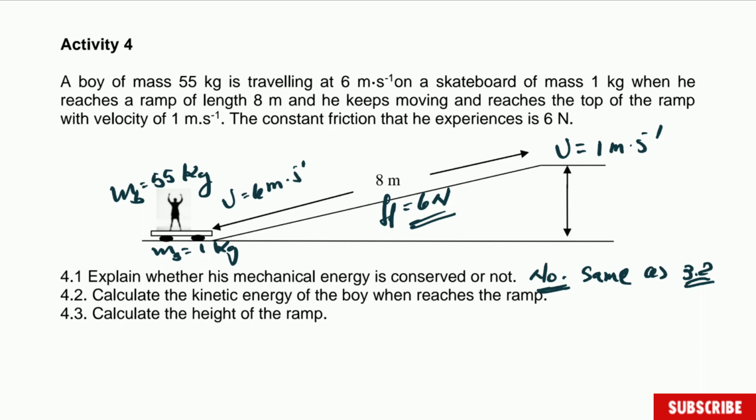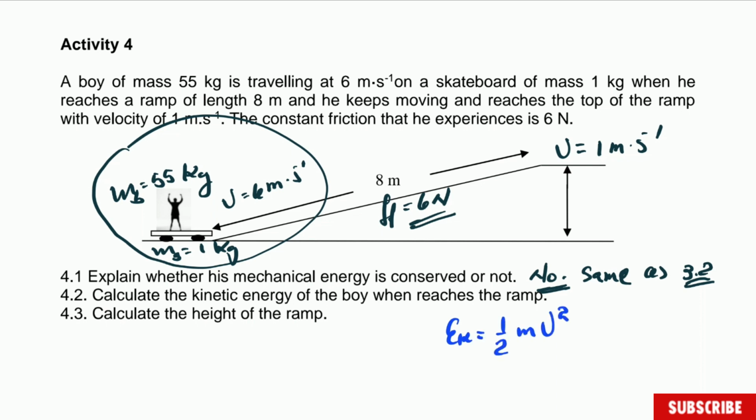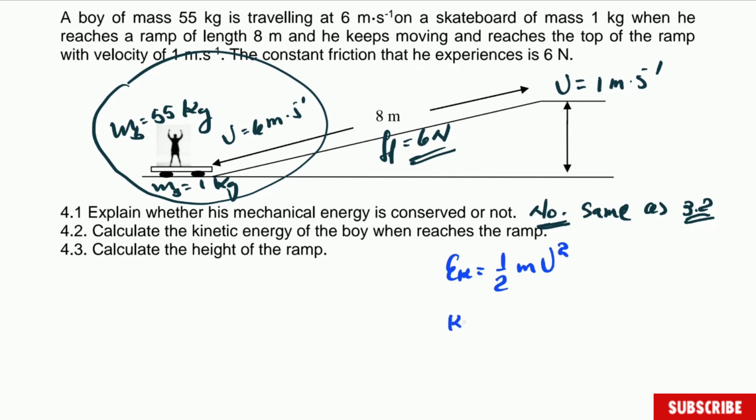Calculate the kinetic energy of the boy when he reaches the ramp. So the kinetic energy at this point here, that is the question. The kinetic energy is equal to half multiplied by mass multiplied by speed to the power 2. Now, important, the mass here is the mass of the boy, which is 55, plus the mass of the skateboard, which is 1, and all that multiplied by 6 to the power 2. Guys, very simple calculations, and that will give 1008 joules. That is the answer for question 4.2.